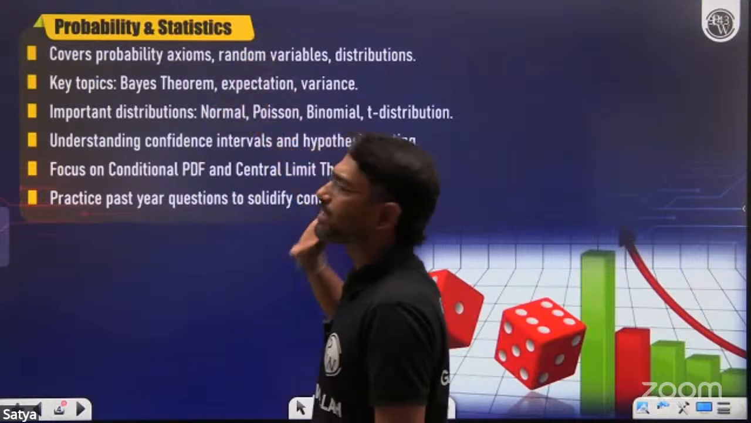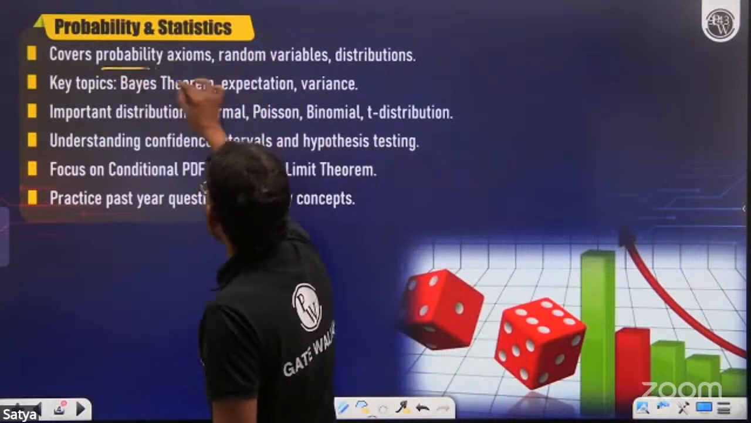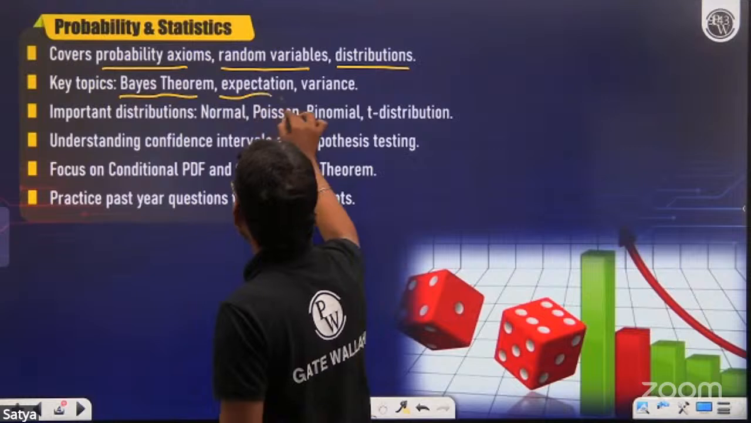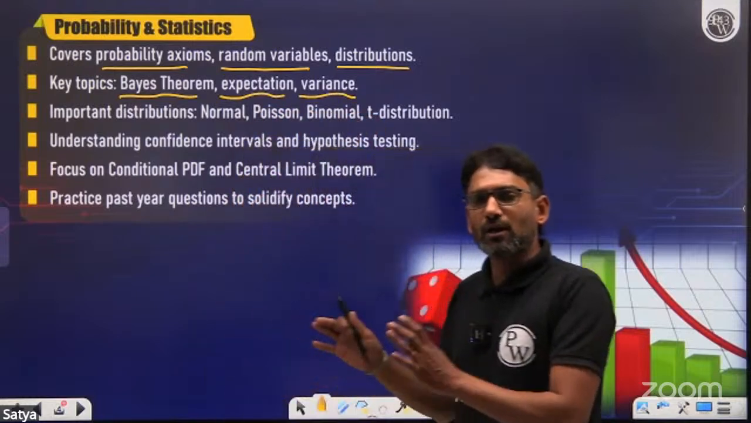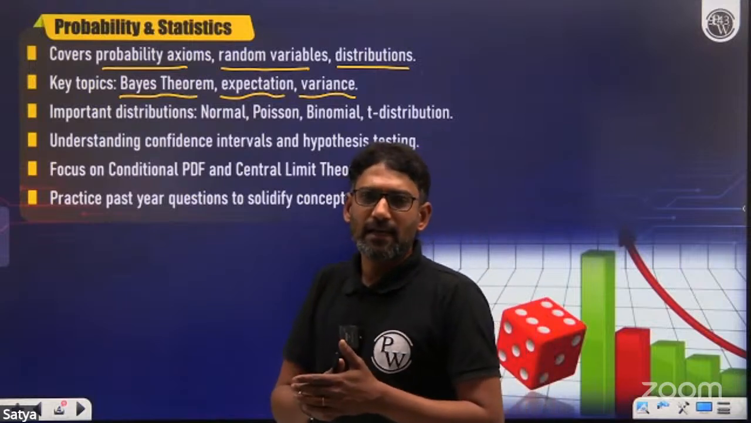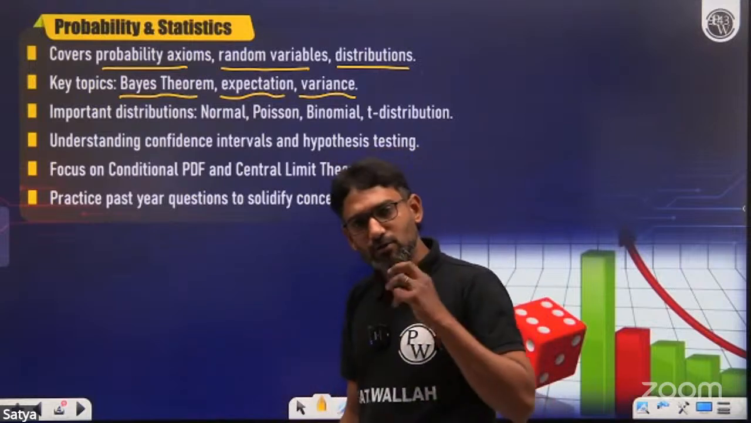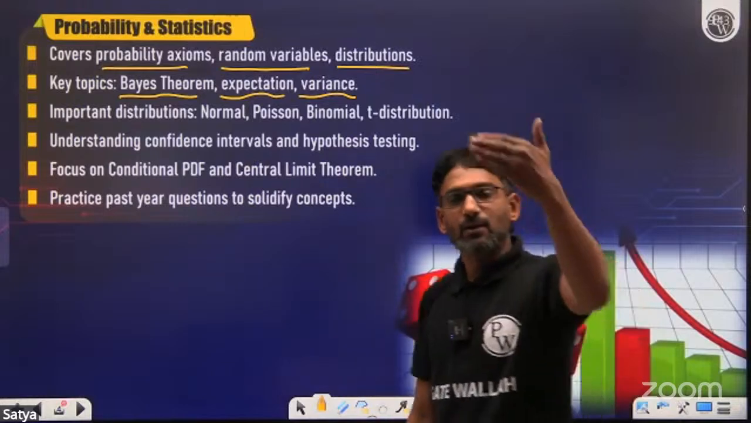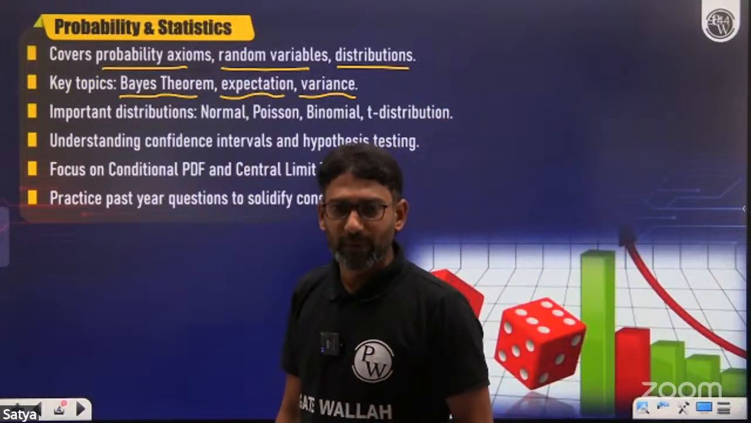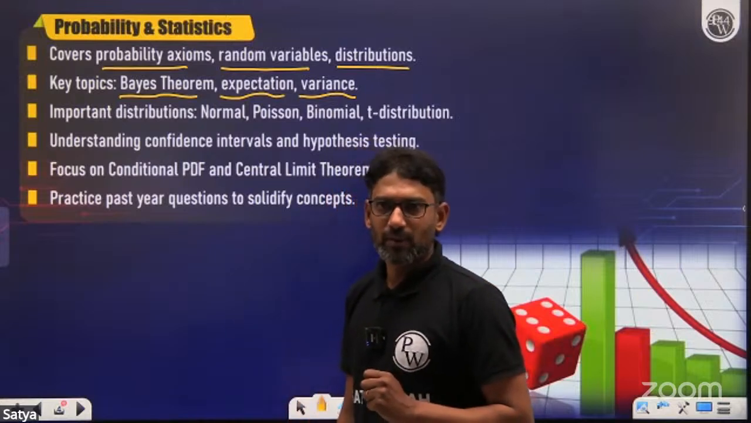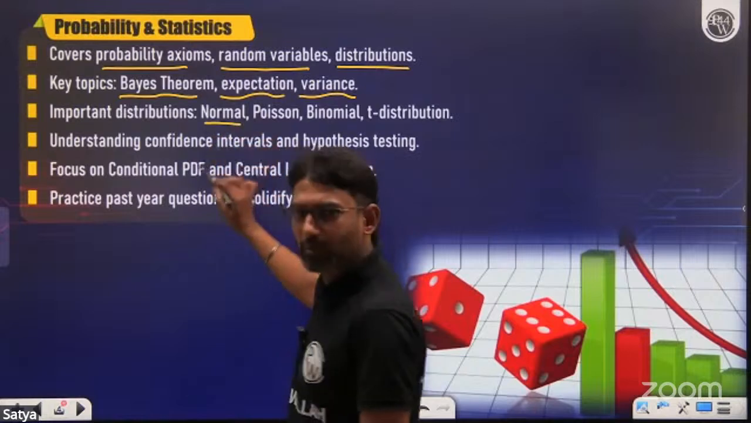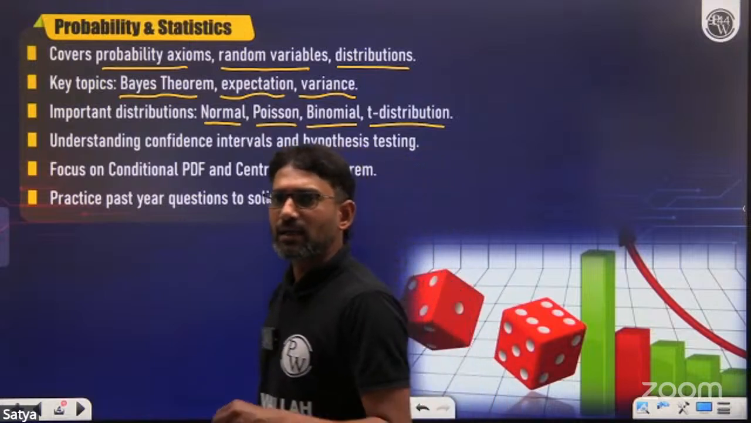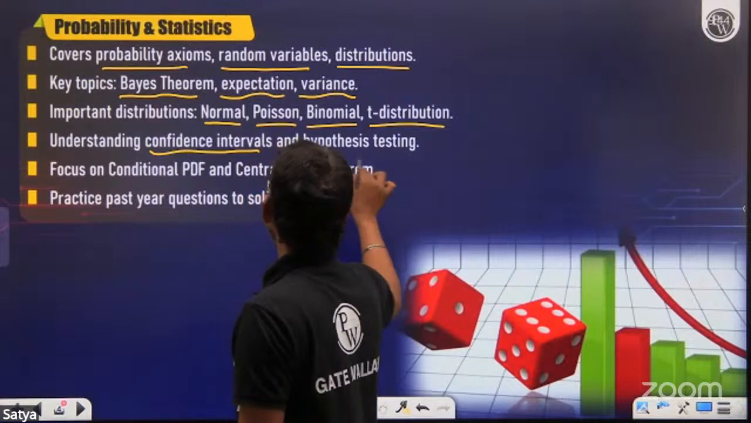So probability and statistics covers probability axioms, random variables, distributions. Key topics will be Bayes theorem, expectation, and variance. Guys, these are not randomly given. Our expert faculty has compiled a couple of papers, and also with their expertise, they have framed the key important topics and the order in which you are supposed to prepare for more gain of marks. Right? And important distributions include normal distribution, Poisson distribution, binomial, and t distribution. Understand confidence intervals and hypothesis testing.